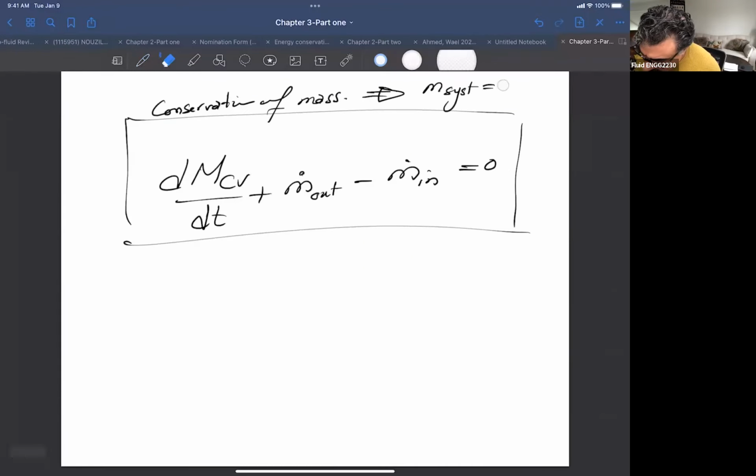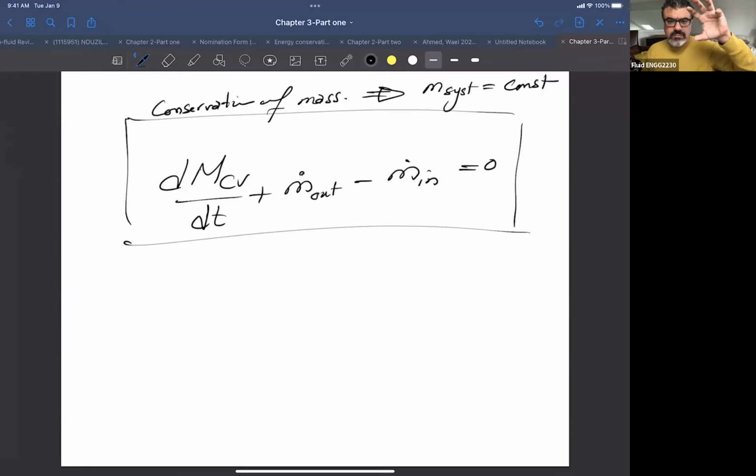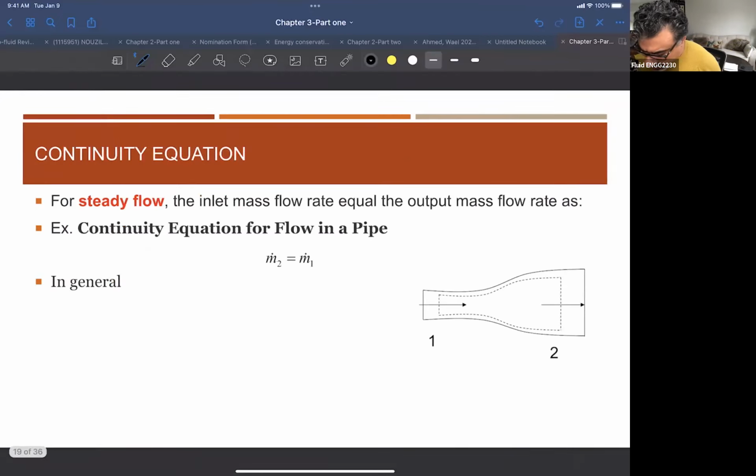That means it is constant. The mass of the system is constant. So considering the mass is constant, because of conservation of mass, whatever is coming in, m in minus m out, equals the change within the control volume. So this is our conservation of mass.